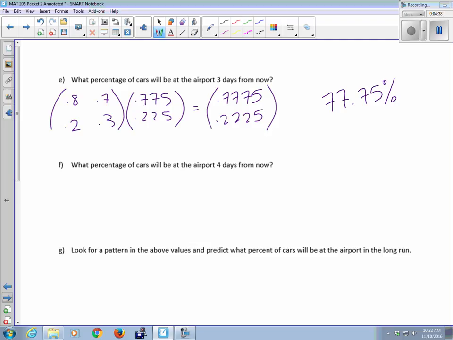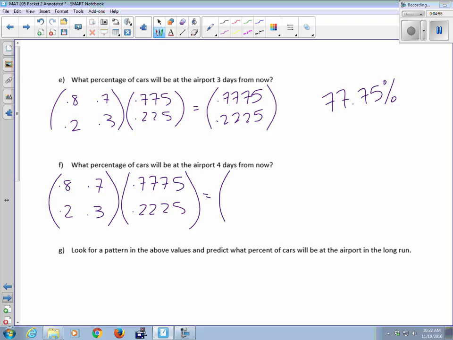And 4 days from now, we just do it again. I'm not doing this to be tedious. Hopefully we're going to see a pattern here. 0.8, 0.2, 0.7, 0.3 times 0.7775, and we get 0.77775. So 77.775% at the airport 4 days from now.